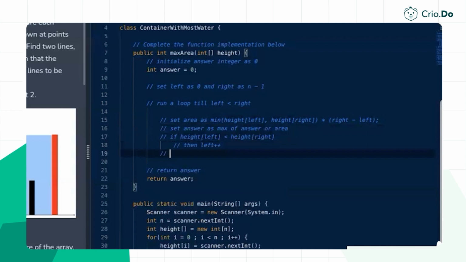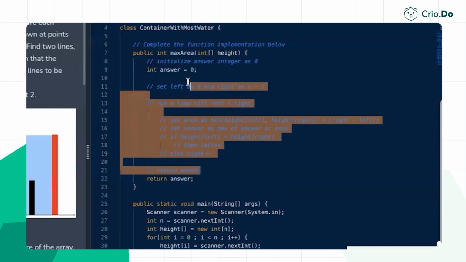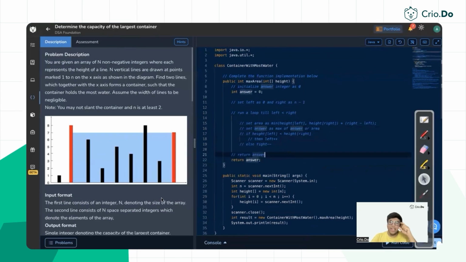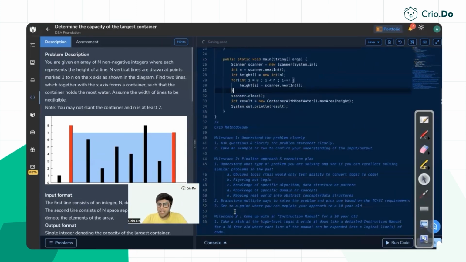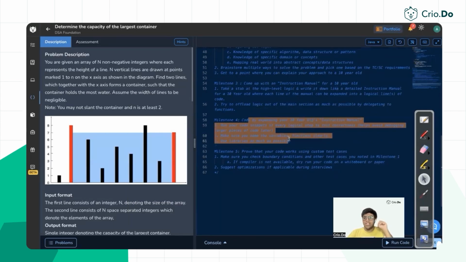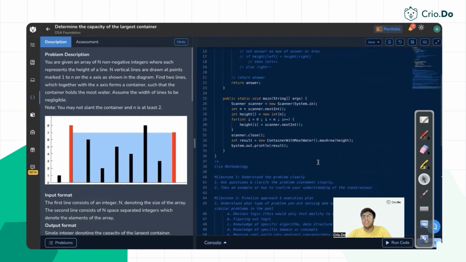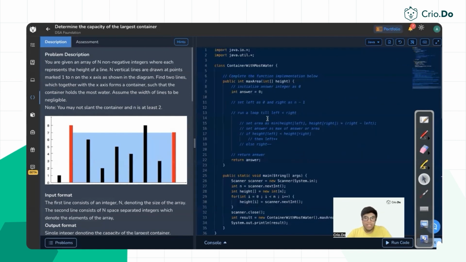Otherwise, if the right height is smaller, how can we discard the right height? We can make it go leftwards, that is right minus minus. So this will be a simple two-pointer logic in linear time complexity. That was all about the third milestone. We will now code the instruction manual, that is, write the code in Java, and also figure out some corner cases if there are any, and time and space complexity.